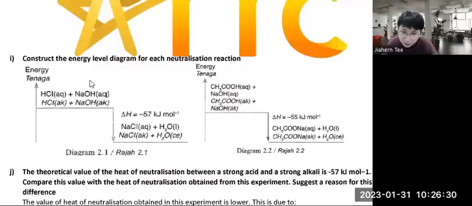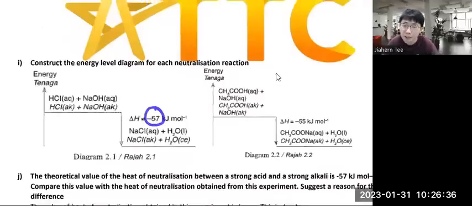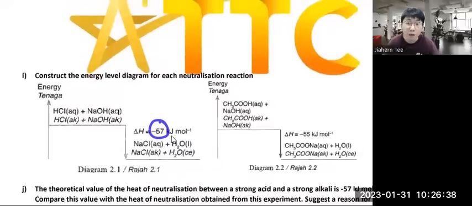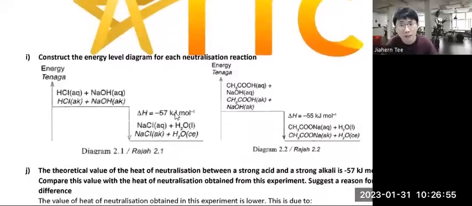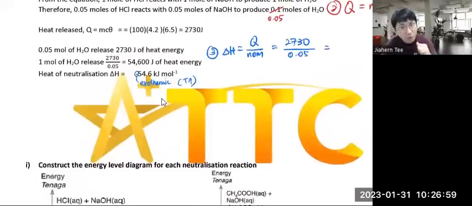Okay, this is for strong acid. This is for weak acid. But if you realize, the value that we put here is negative 57 kilojoule, which, I told you, if it's strong acid and strong alkaline, is actually a fixed heat of neutralization. You get negative 57 kilojoule per mole. But you see, the value you get is only negative 54.6 kilojoule per mole. It's actually slightly lower than what you're supposed to get. You expected to get negative 57, but you only got 54.6.